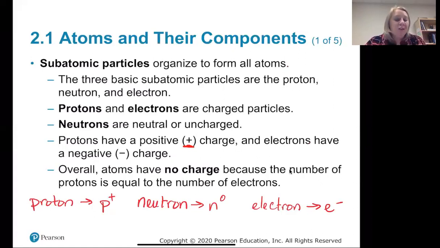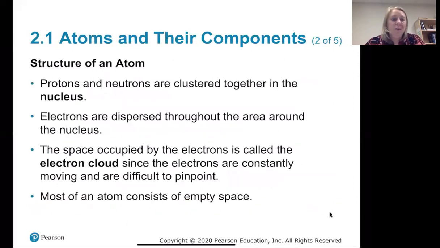When you look at this all together, you have protons, neutrons, and electrons in the atom, and the atom's overall charge is 0 because the number of protons is equal to the number of electrons. That's true in all uncharged atoms. The protons and the neutrons are stuck together right in the middle, and we call that the nucleus. All of our electrons zing around throughout the area around the nucleus. They're constantly in motion, and because it's really hard to figure out exactly where they are and where they're going, we call that an electron cloud.